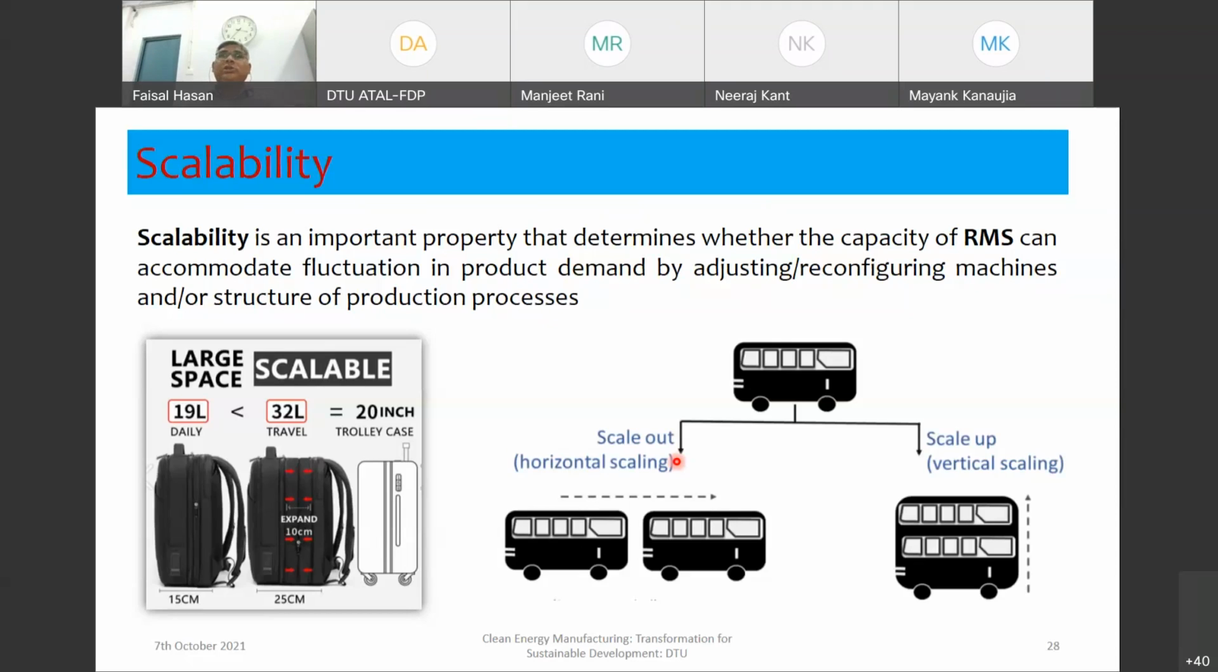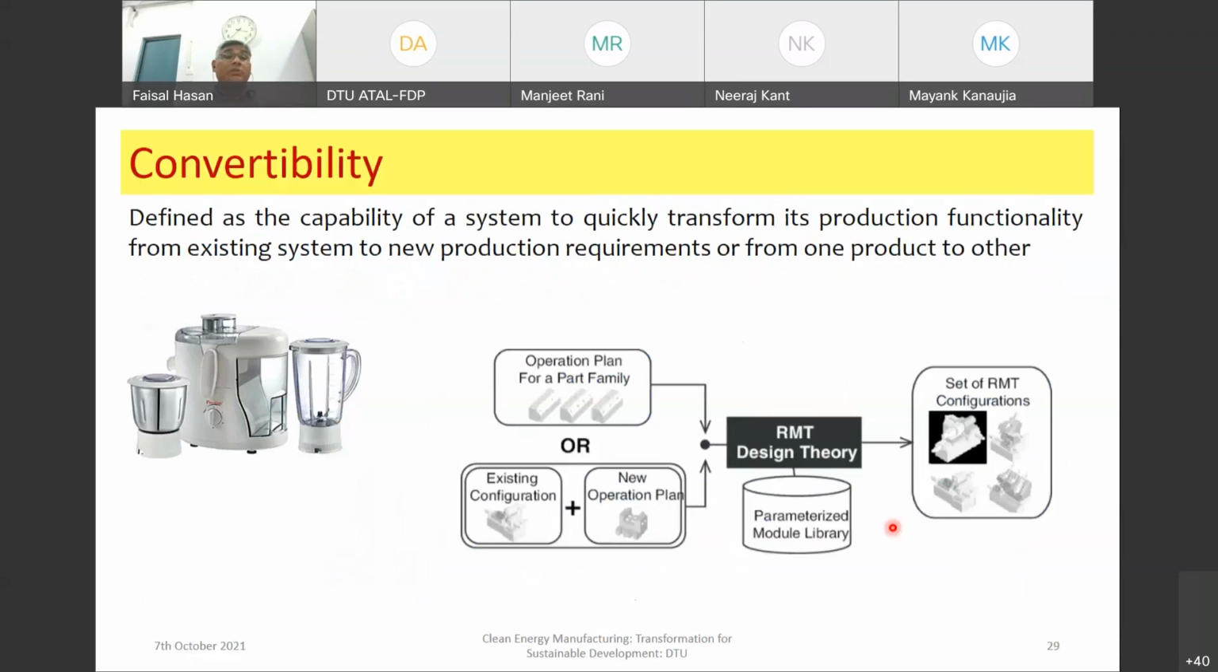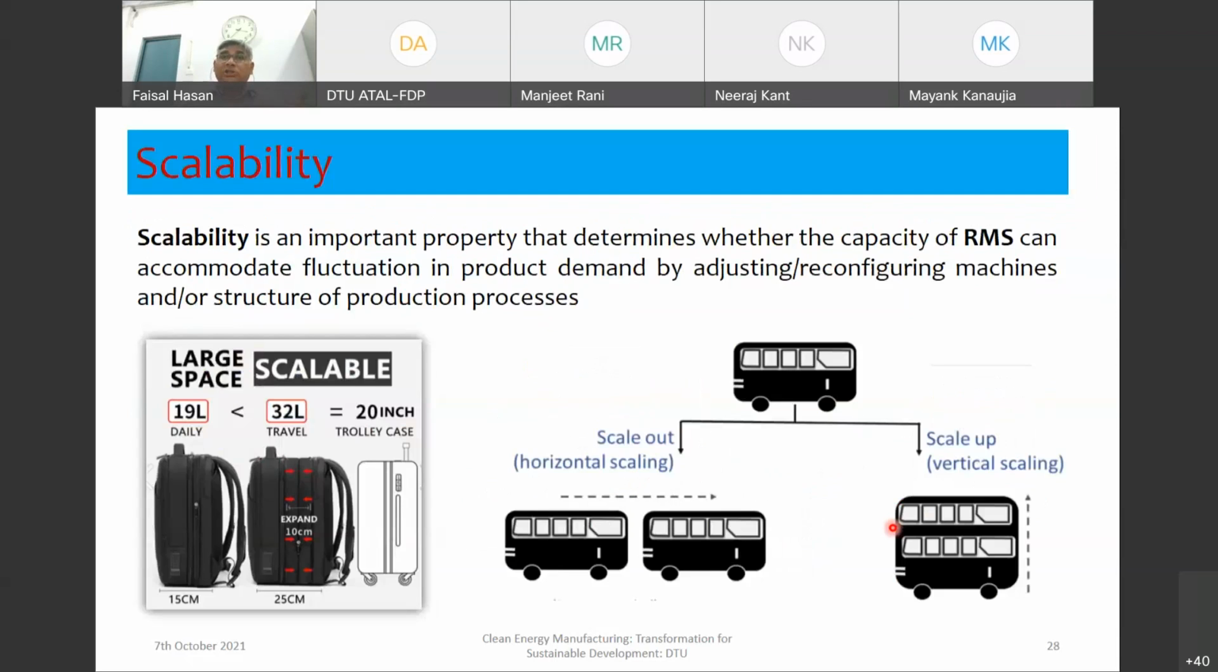But as far as the RMS is concerned, we need vertical scaling. That is, on a single machine, on a single engine, you add some components so that your machine output increases. This is what we call vertical scaling, like adding a floor on this bus. A first floor is added on this bus, so I increase the capacity. So this is the basic idea behind scalability. If my system has such things where I can do this, I can call it a scalable system.